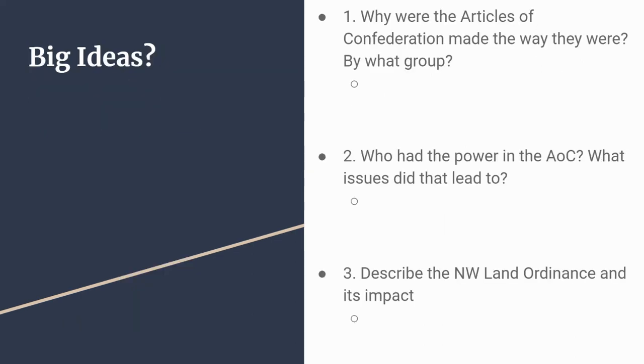All right, so that is it for our notes on the Articles of Confederation. But as always, it is important to summarize and synthesize what we know. So here are your big idea questions. 1, why were the Articles of Confederation made the way they were, and by what group? 2, who had the power in the Articles of Confederation, and what issues did that lead to? Make sure you're able to describe that one big rebellion issue. It's really important. And 3, describe the Northwest Land Ordinance and its impact.